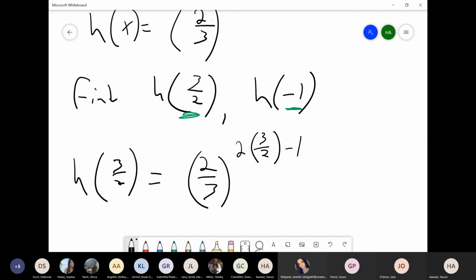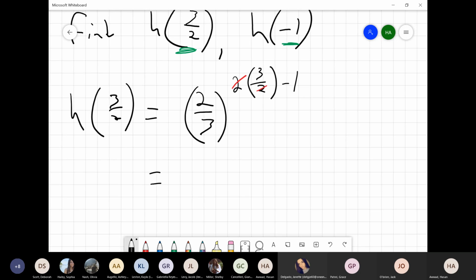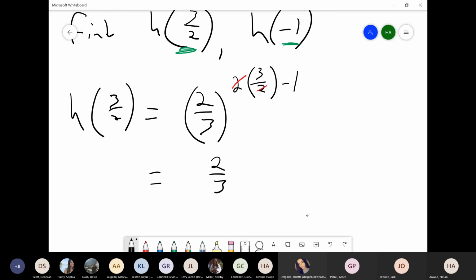So let's go ahead and simplify this down. Basically, we just need to simplify our exponent and then see what happens to 2/3 after that. So we handle multiplication first, just like you would if it wasn't an exponent. What's 2 times 3 halves? Well, the 2 being multiplied and the 2 being divided are just going to cancel out. So now what we have is 2/3 to the 3 minus 1.